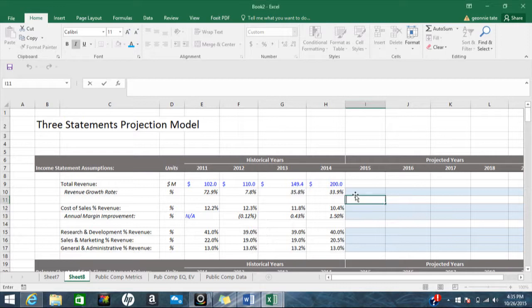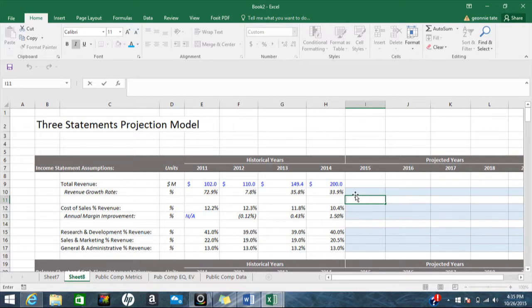Hello, today I'll be going over the three statements projection model. The whole concept behind this model, when you use it, is to figure out future income for a company before you invest in it, because you need a certain amount of return that you require before you invest in the company.